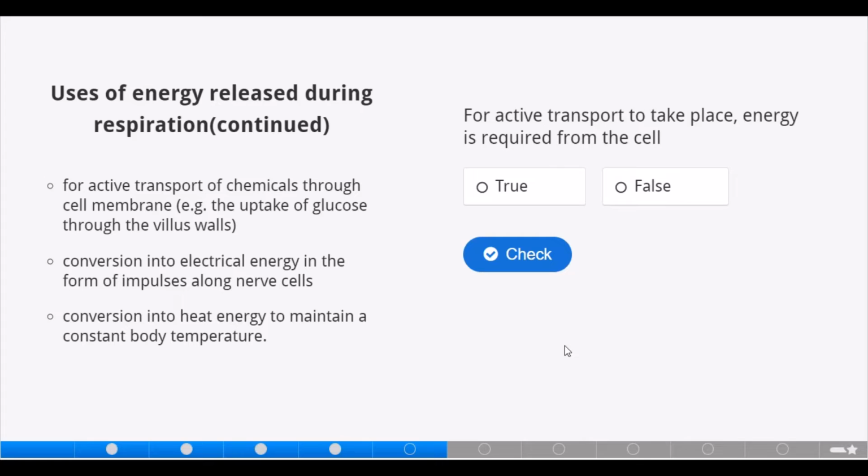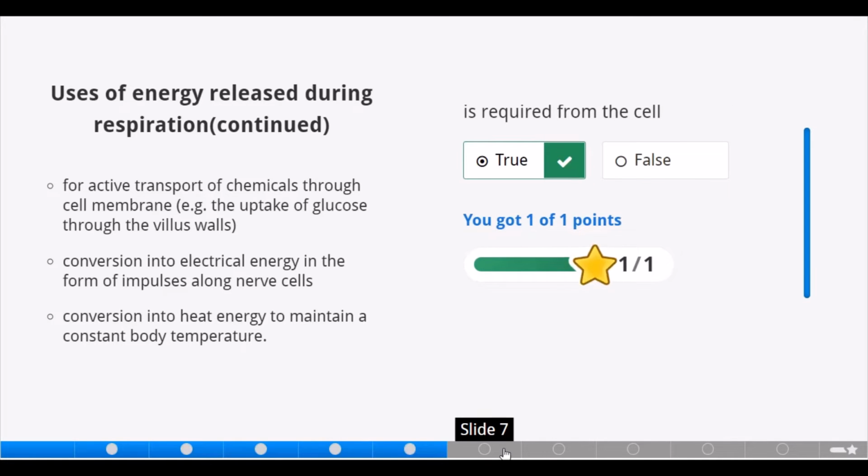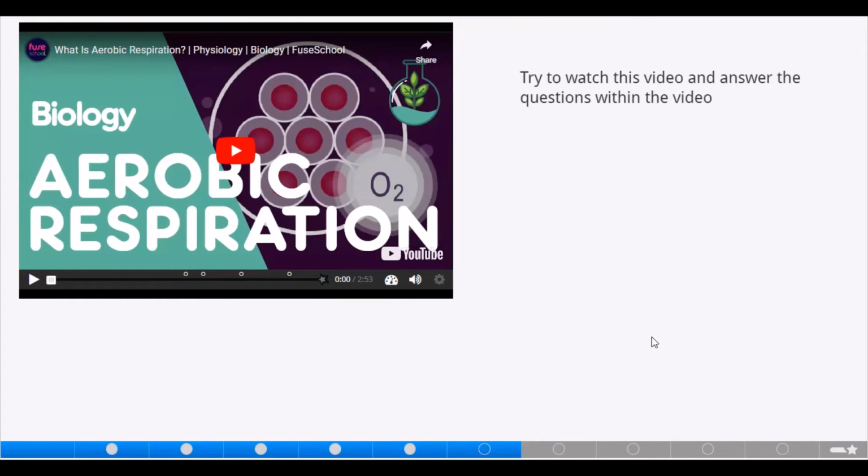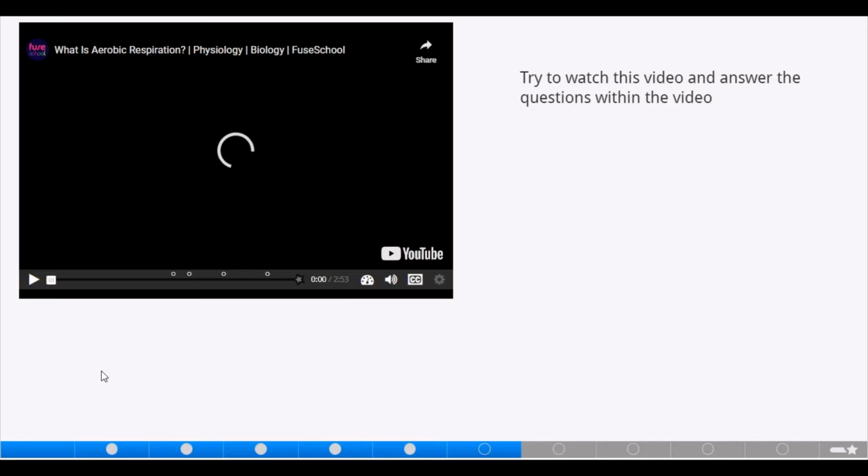Now, we mentioned active transport. For active transport to take place, energy is required from the cell. True or false? True. So I have a short video here that is explaining more on aerobic respiration. We're going to watch and answer some of the interactive questions displayed.